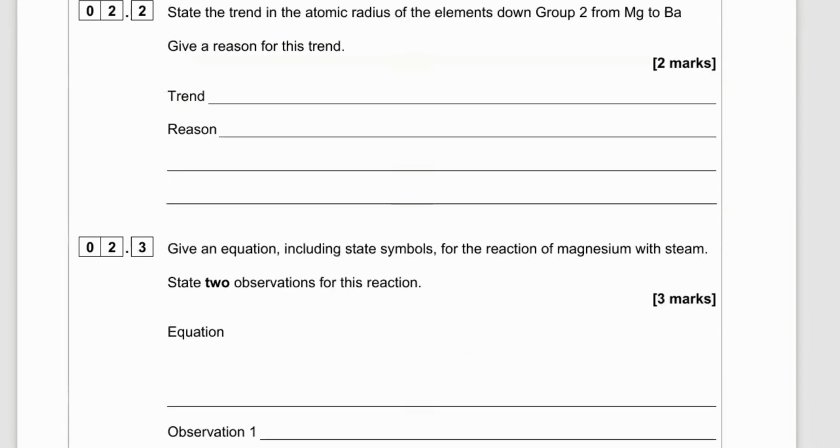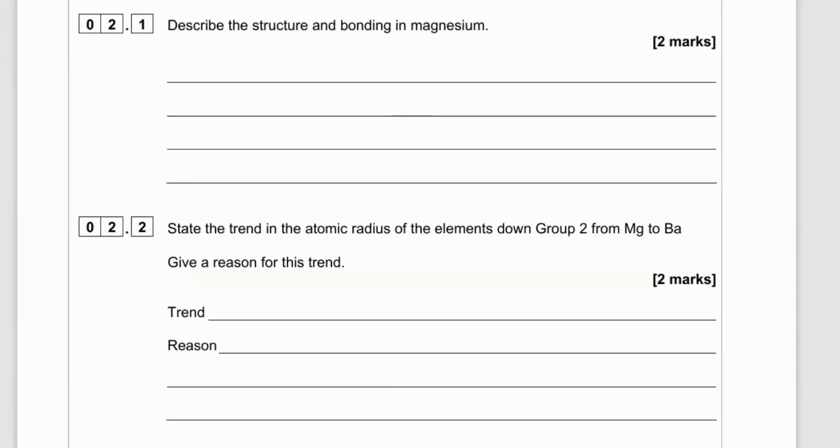Now going on to question 2. And what have we got here? We've got 2.1. Describe the structure and the bonding in magnesium. So, magnesium's a metal. You've been told in the question here to describe the structure and bonding. So it's really clear there's 2 things you need to comment on. What type of structure does magnesium have?